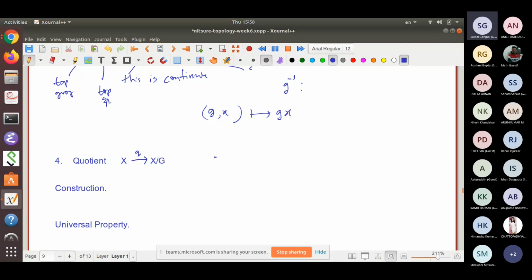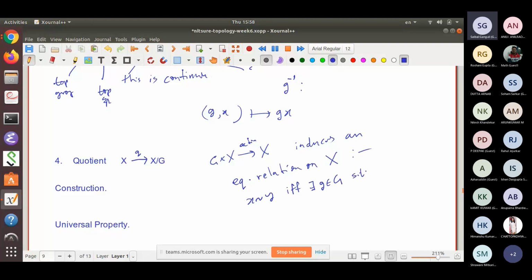So a G cross X to X action induces an equivalence relation on X. What is the equivalence relation? X is equivalent to Y if there exists g belonging to G such that xg is equal to Y.